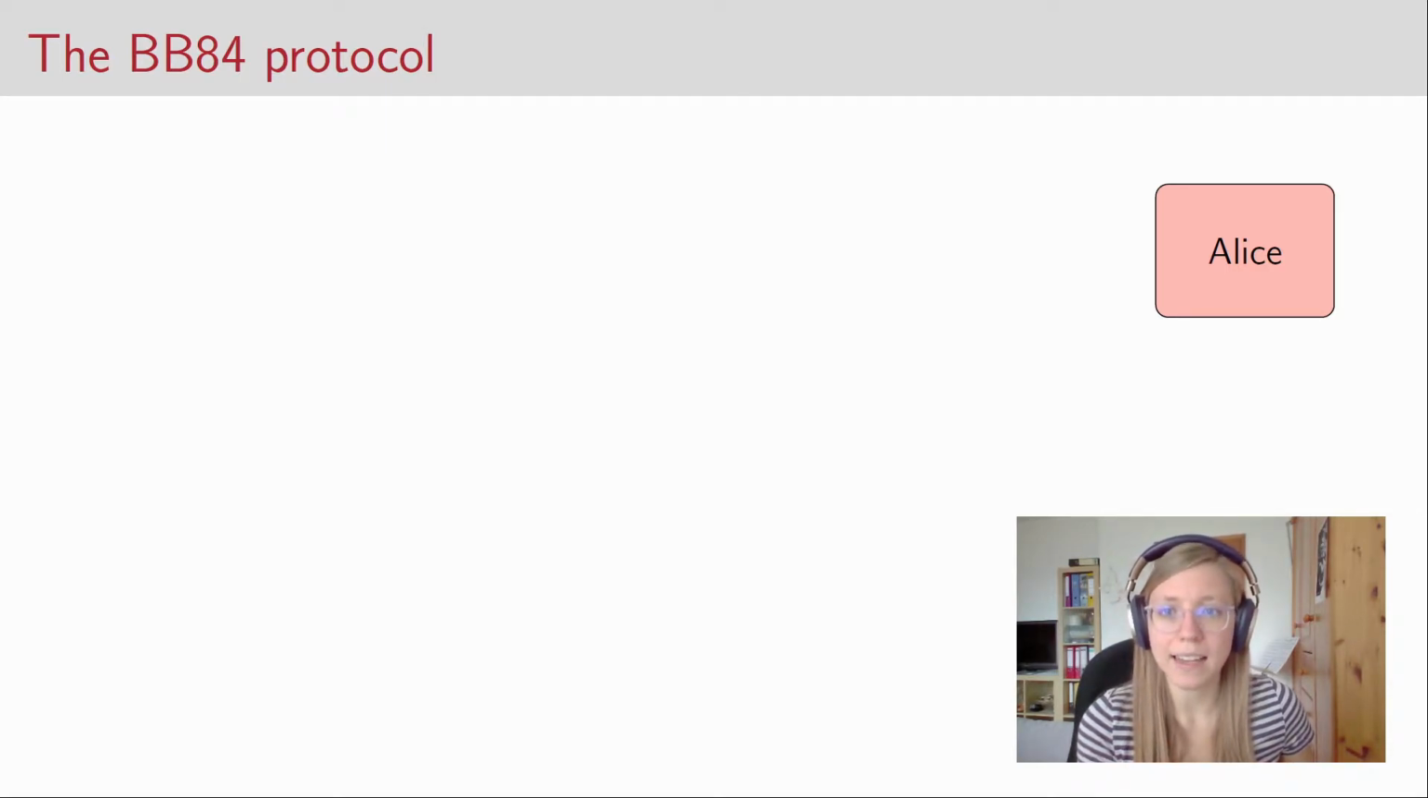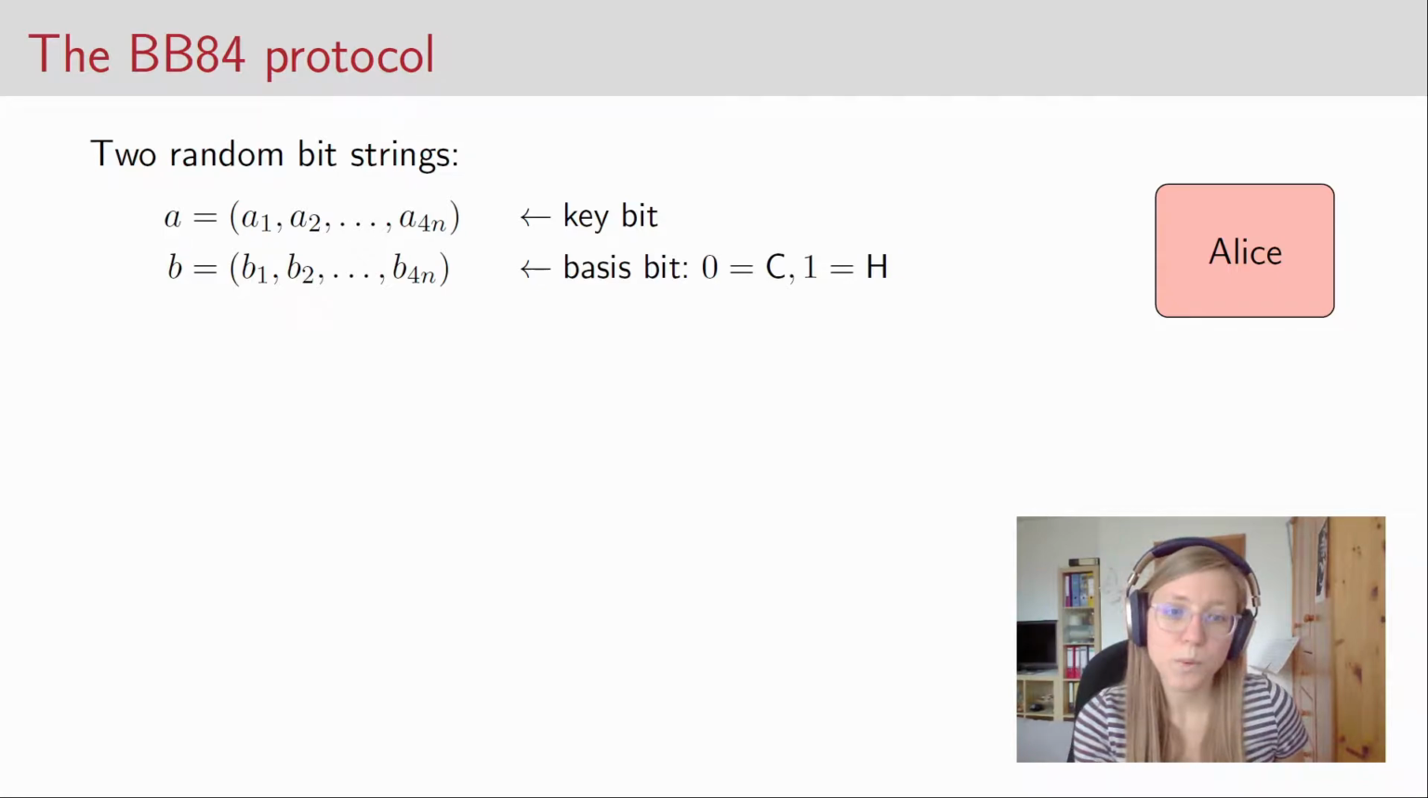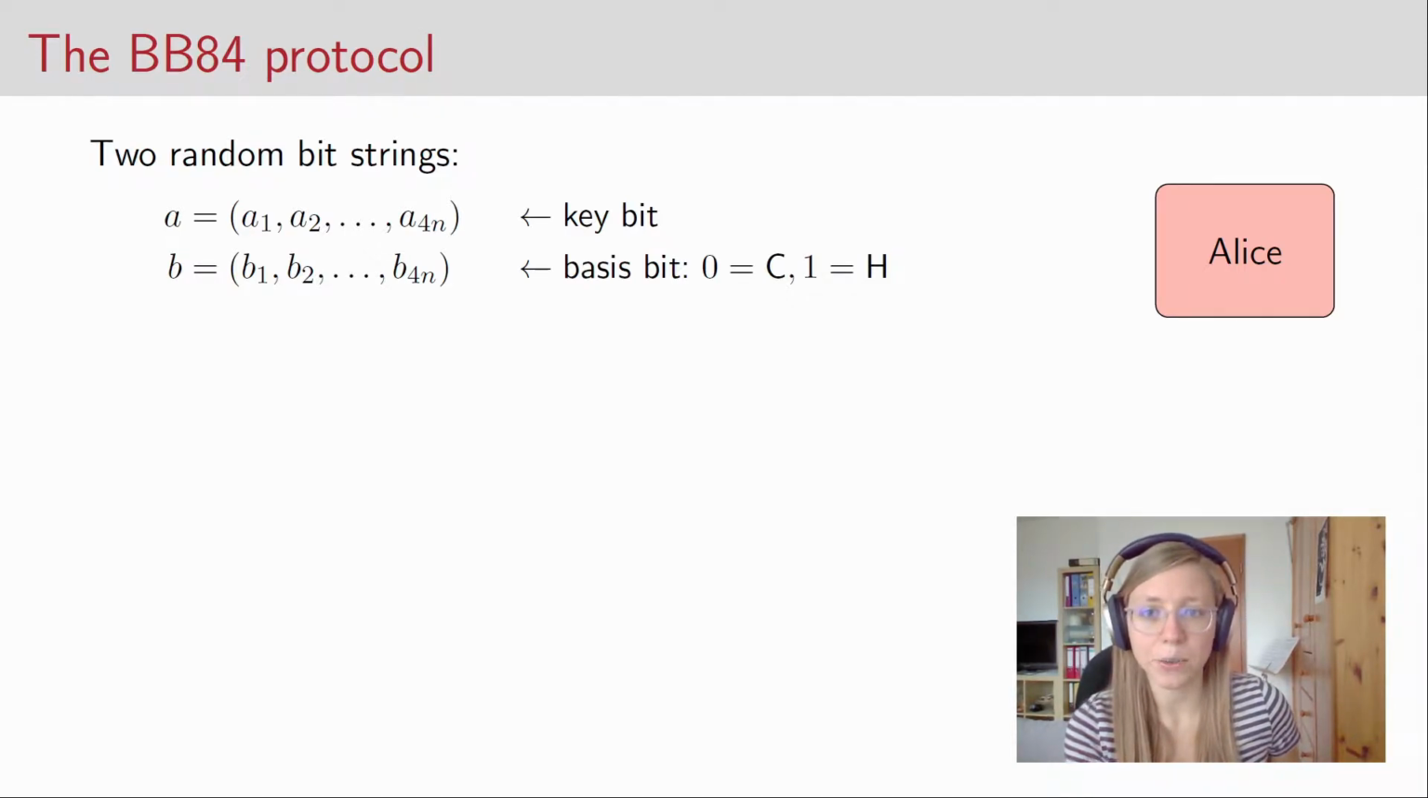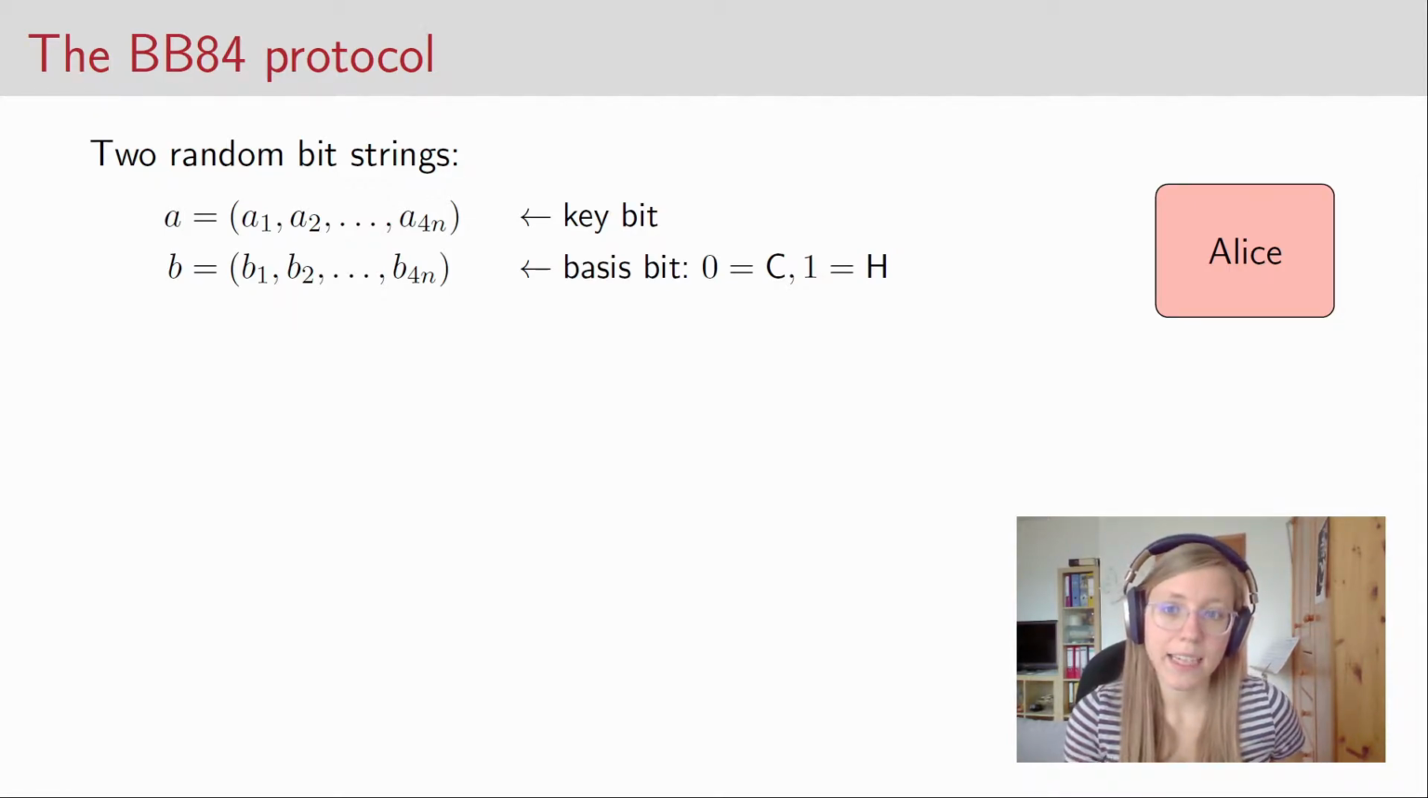So we begin with Alice's part. Alice chooses two random bit strings, string A and string B. Both consist of 4n bits, and string A is the bit string where the actual key bits are included. The string B determines in which basis the key bit will be encoded. So here, if the bit is 0, this means Alice uses the computational basis, which is also called the Z basis, to encode the bit. And if the bit is 1, then she uses the Hadamard basis, which is also called the X basis.